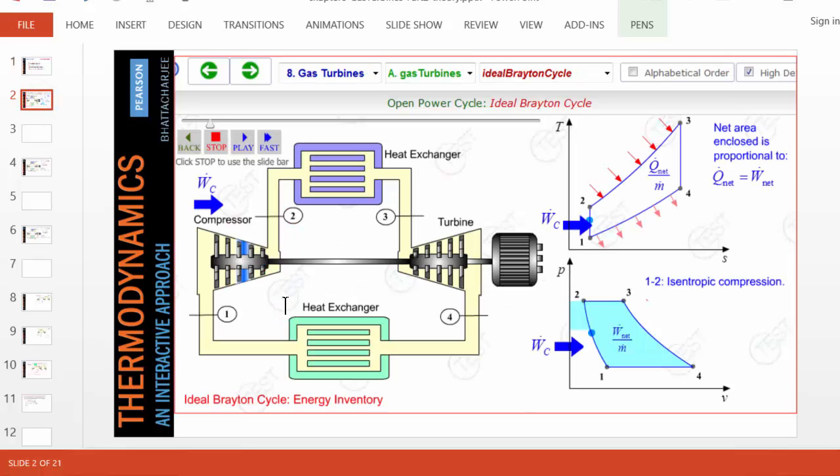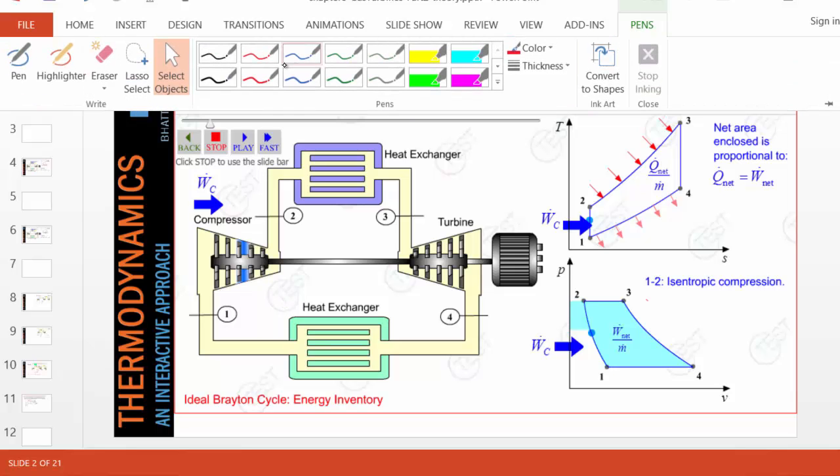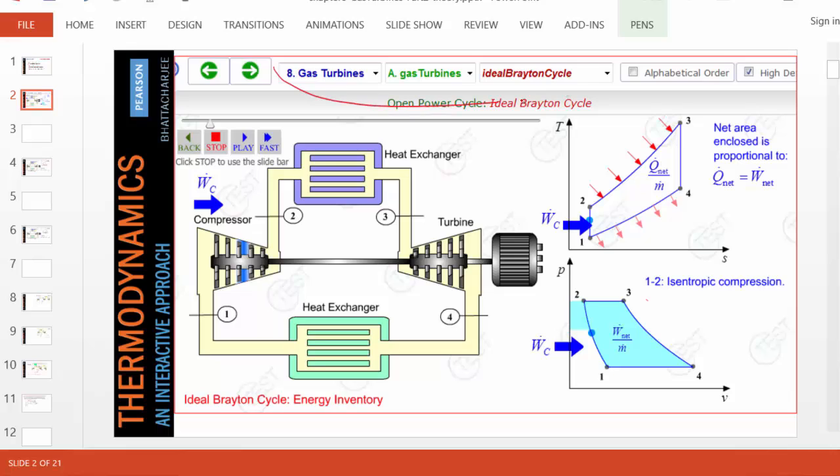Let's begin with an animation. This is a screenshot of an animation 8A ideal Brayton cycle that we have already covered. In the ideal cycle, air from state 1 is compressed by the compressor isentropically, so the entropy remains constant. 2 to 3, constant pressure heat addition, and 3 to 4, again, is isentropic, entropy remains constant.